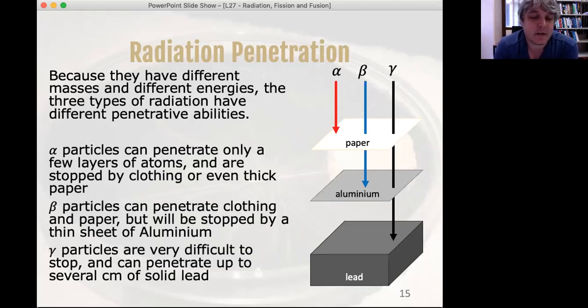So that's where the idea of lead-lined rooms or bunkers or boxes comes from to stop radiation. We're talking specifically about gamma radiation. Right? You need a couple of centimeters of solid lead. Lead is nice and dense, and so it's lots of matter packed into one space, which makes it more likely for that energy to be absorbed as the photon travels through. So different penetrative abilities, and that means that the risk from the 3 different types of radiation for us as living things is quite different.